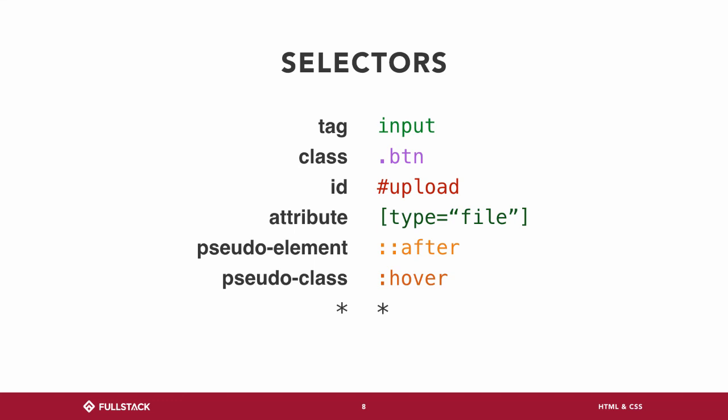A pseudo class is a little bit more behavior driven, so you could have a pseudo class where you specify either hover or active or visited. A lot of times they end up getting used with links. So this is an example of all the different types of selectors that we'll use.